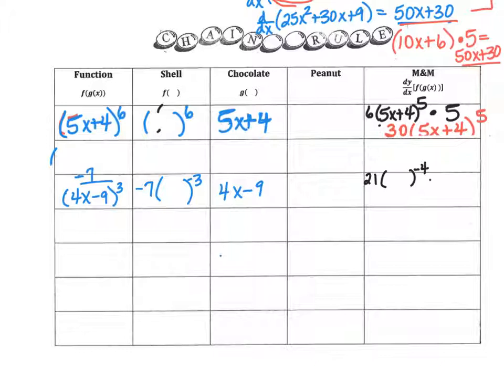Now multiply by the inner derivative, which would be times 4. Of course, this is 4x minus 9. What's in the parentheses doesn't change. And so for my final answer, what do I get? How could I write that neatly? 4 times 21 is, no, that would be 84. 84 over (4x minus 9) to the 4th.